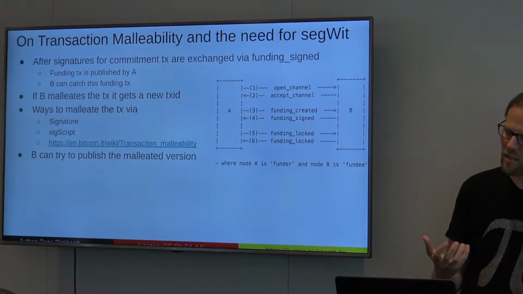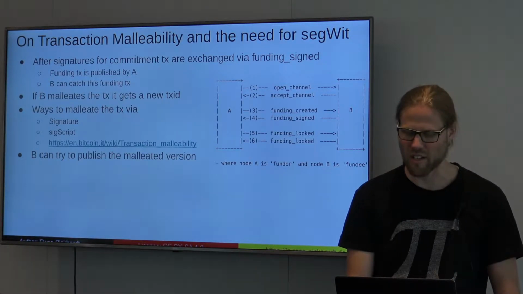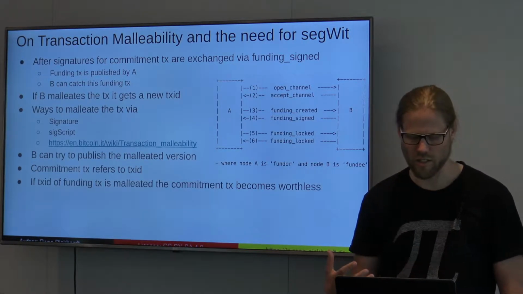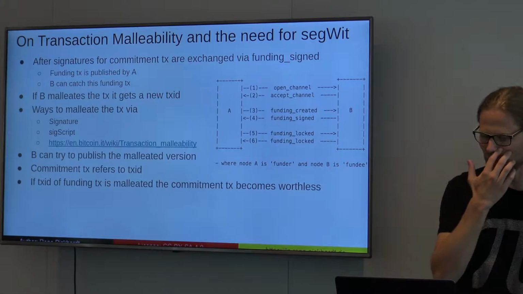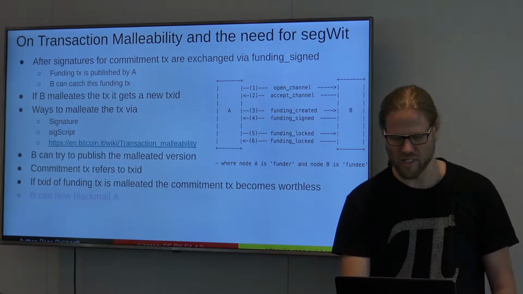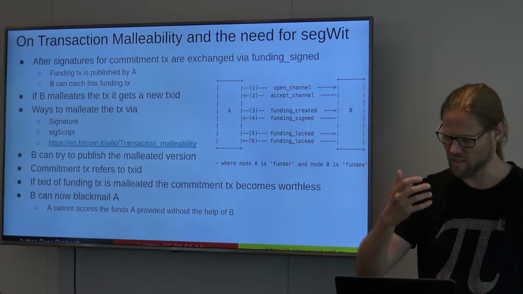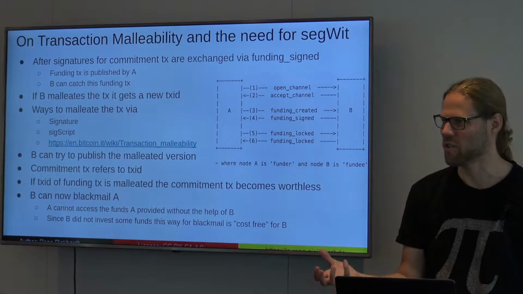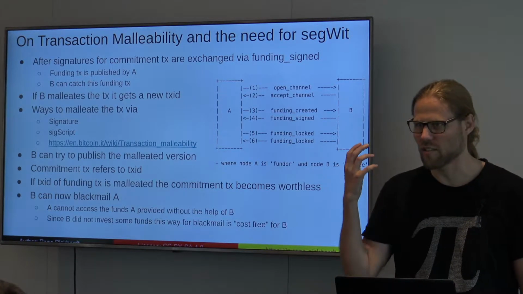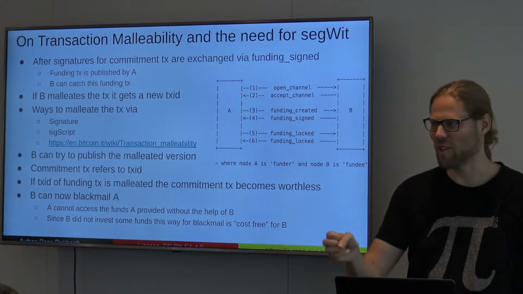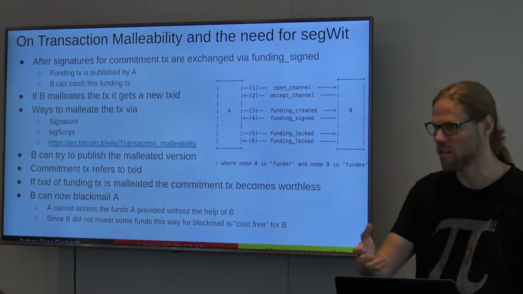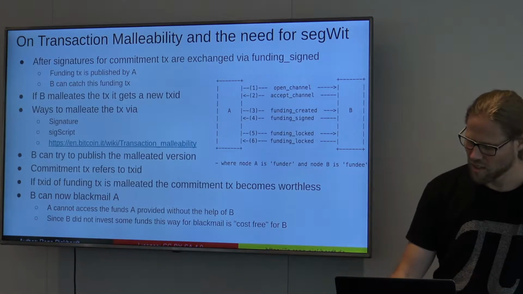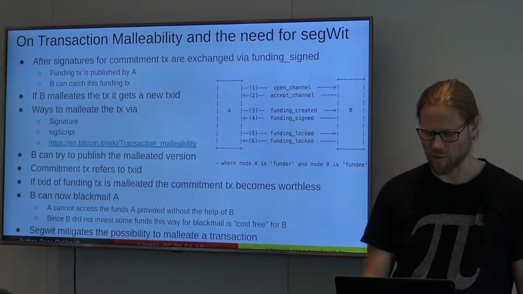And then B can, as I mentioned before, try to publish the malleated version. And the commitment transaction refers to the old transaction ID. So if the transaction ID of the funding transaction is malleated, the commitment transaction becomes worthless, and B can blackmail A, and stuff can be very ugly. And this blackmail comes at no cost, right? Because I am B, I'm accepting a channel open message. And then at some point in time, I look at the blockchain, I'm faster in publishing or maybe I'm a miner, I can stick this transaction in, and now I can do crazy stuff with it.